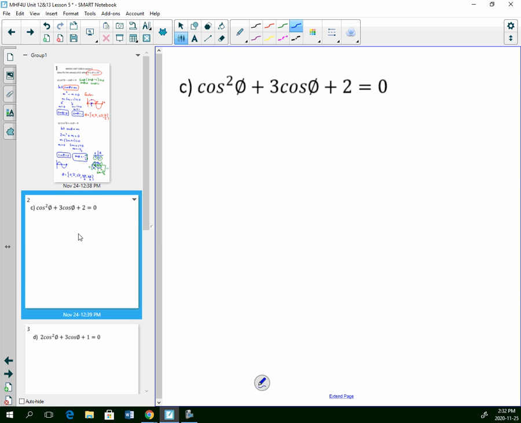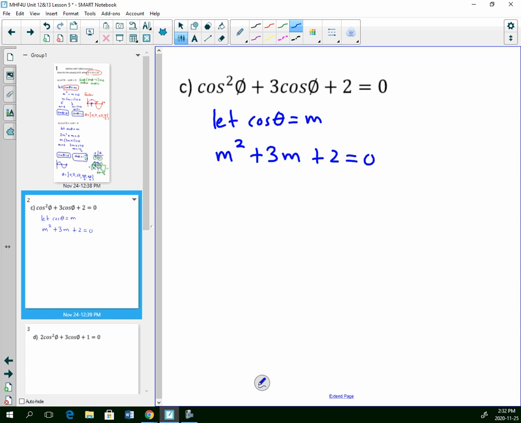Okay, so here's another one. cos squared plus 3 cos plus 2. I'm going to let cosine theta be replaced by an m. So cos squared theta would be m squared, 3 cos theta would be 3m, and 2.